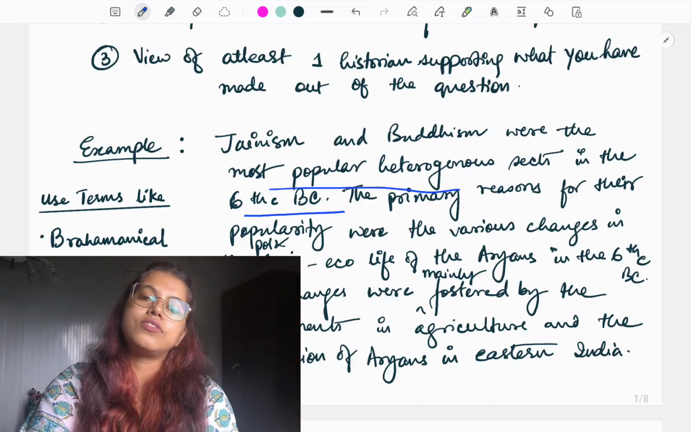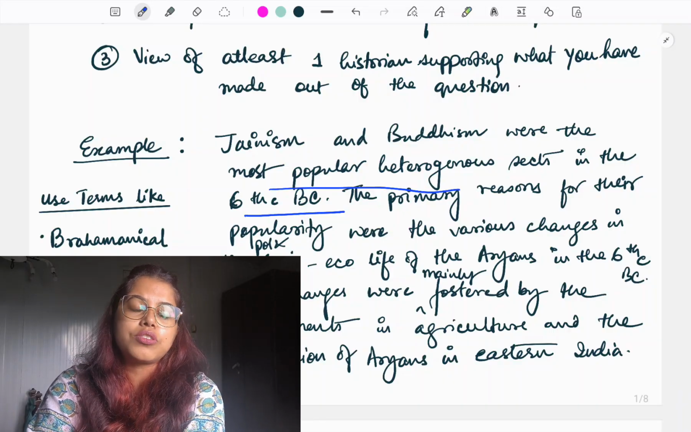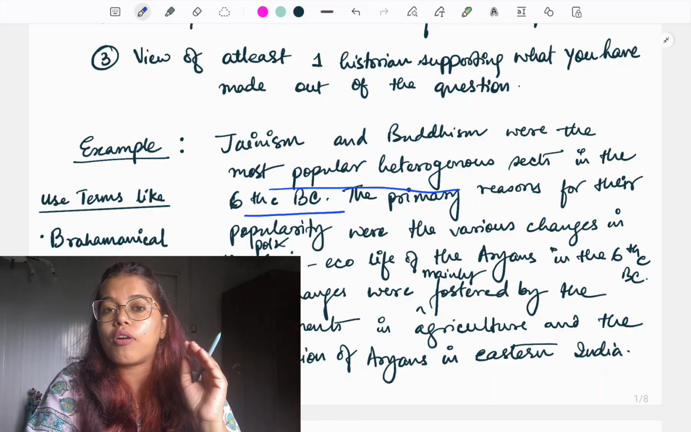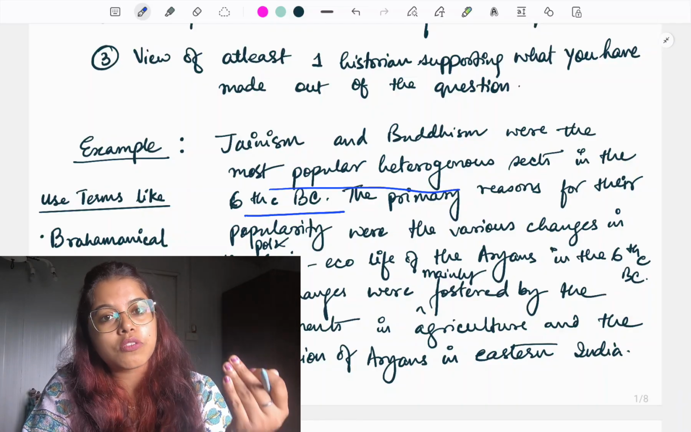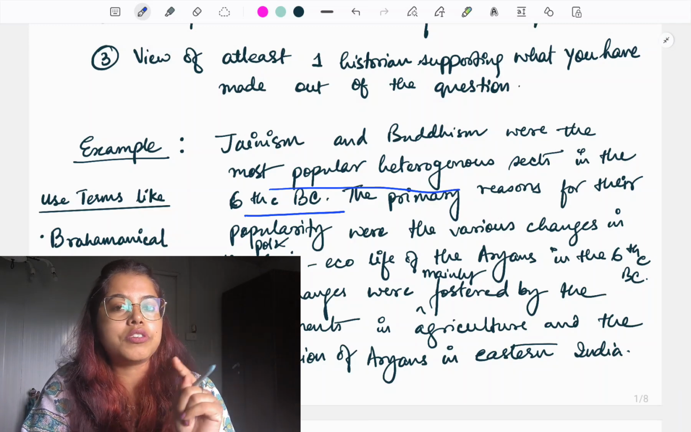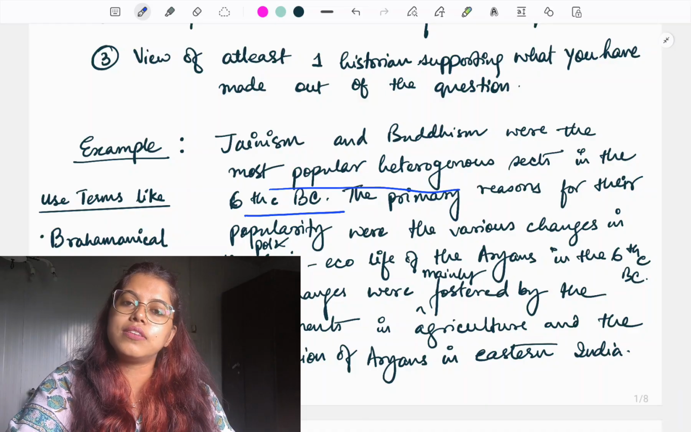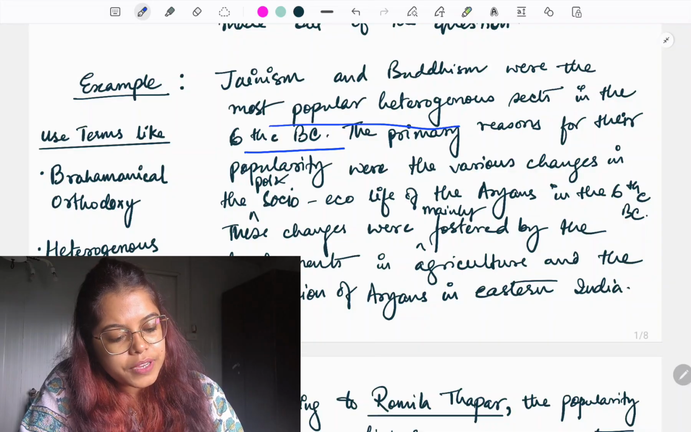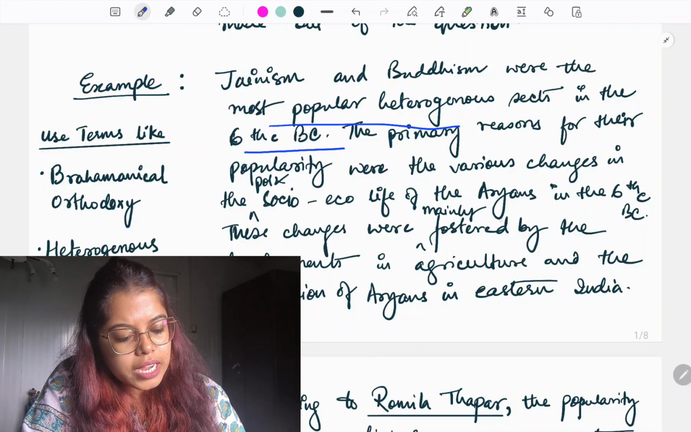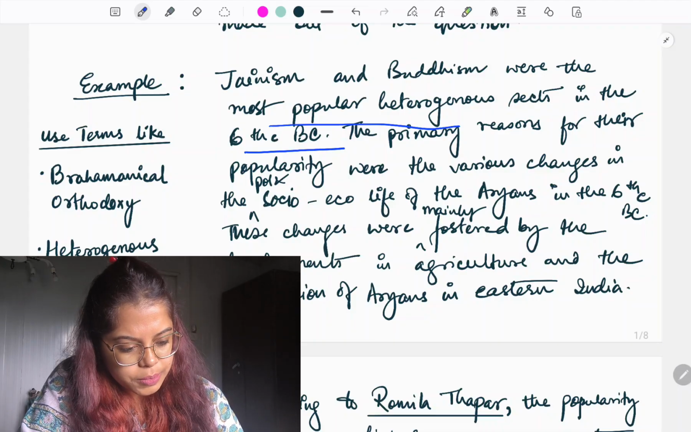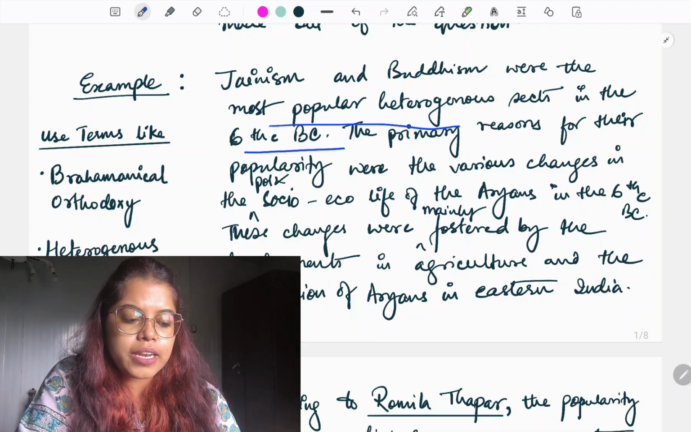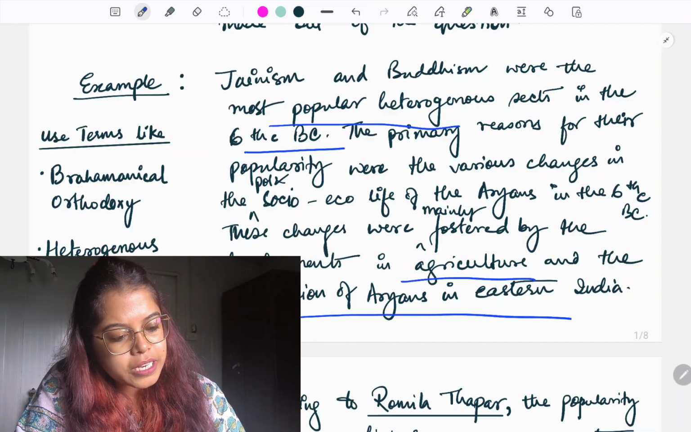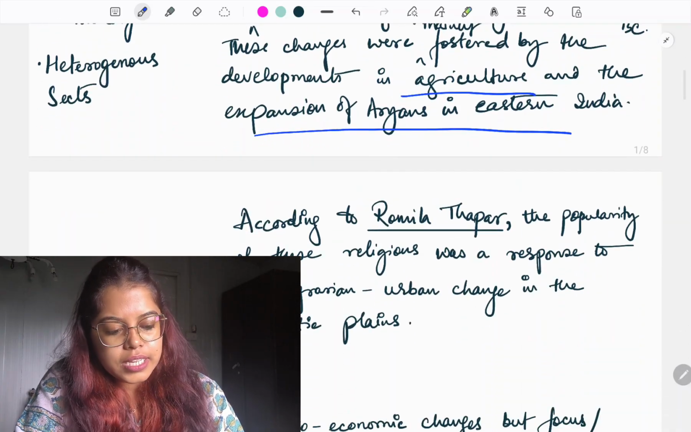The next line following this general line of the introduction should be what you have understood from the question. Just a brief crux, in 2 or 3 lines, of your understanding, to make the examiner know that you have understood the question and now you are going to discuss these points broadly in the body, right? So here what I have followed is: the primary reasons for their popularity were various changes in the political and socio-economic life of the Aryans in the 6th century BC, and these changes were mainly brought about by the developments in agriculture and the expansion of Aryans in eastern India, right?